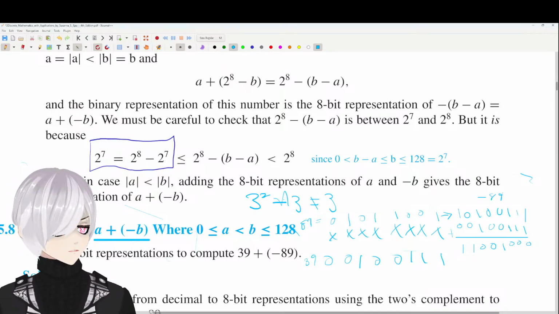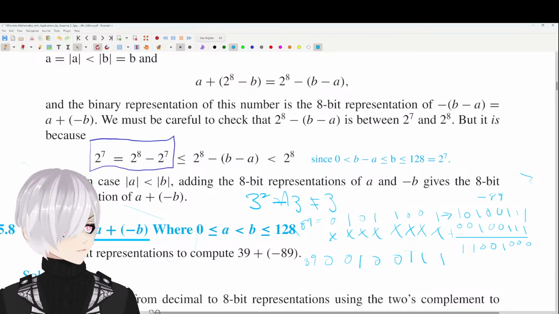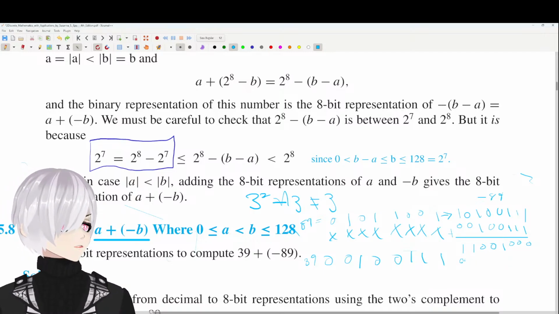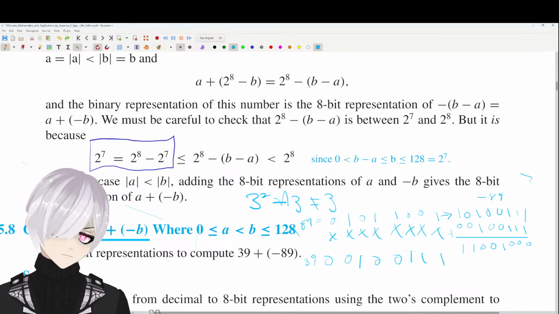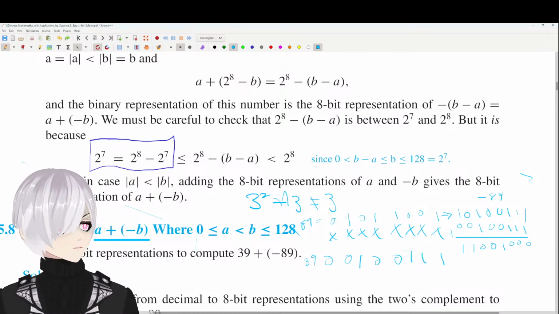So let's see. I got this. Yeah, I think that's right. Wait a second. Oh, actually, in the first column you're right that there's a 0, but then you've got to carry a 1 into the second column. Second column from the right.